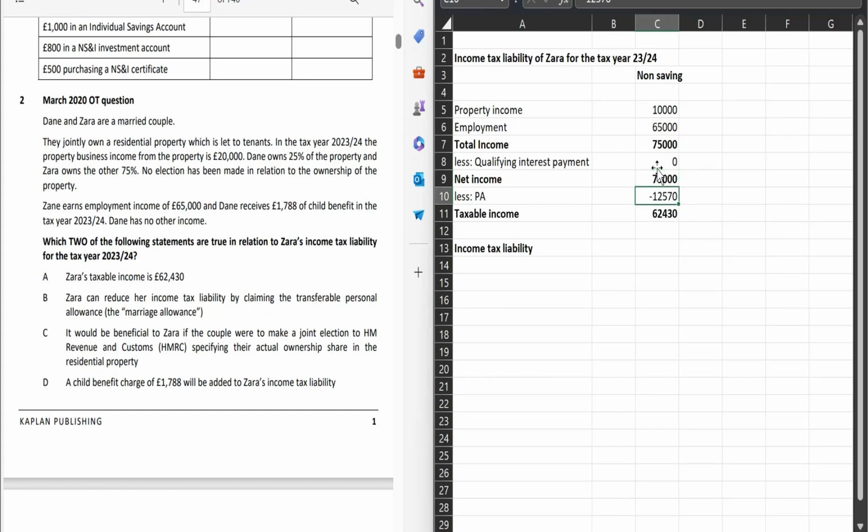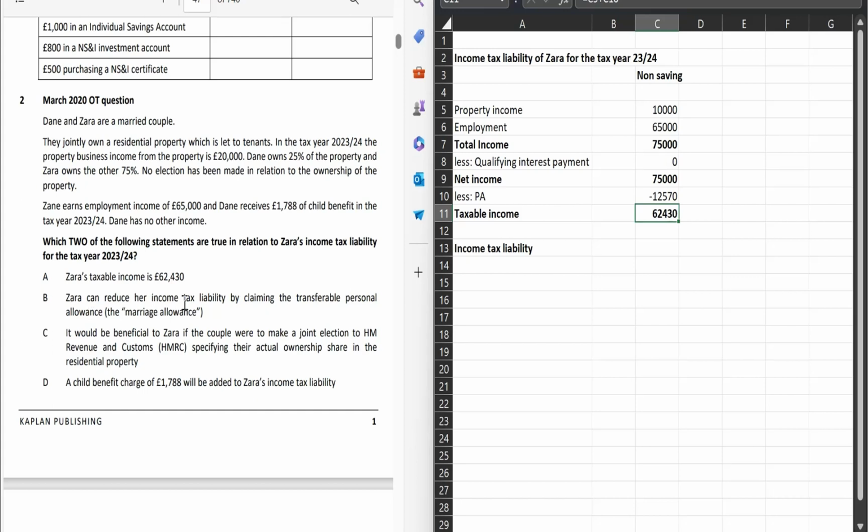Then we deduct the personal allowance, which is 12,570, and arrive at the taxable income, which is 62,430. So according to the first option, Jada's taxable income is 62,430. Yes, it's correct. So for the first option, we got one correct option.